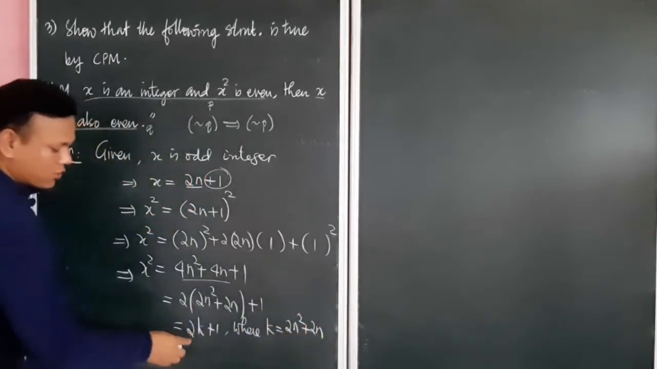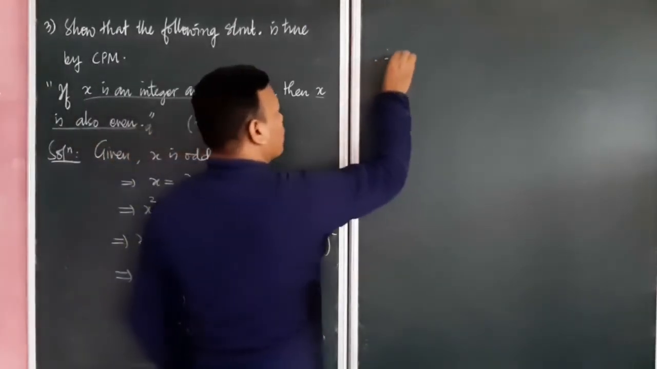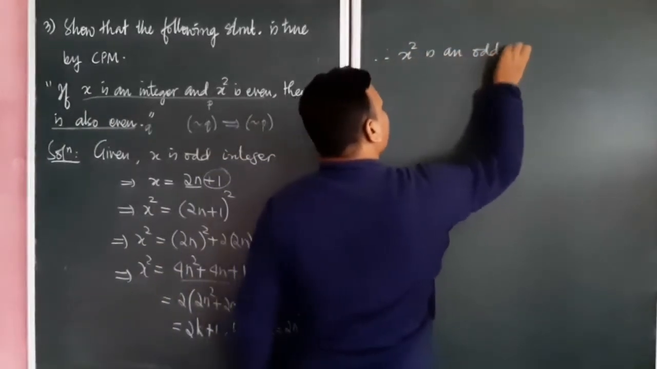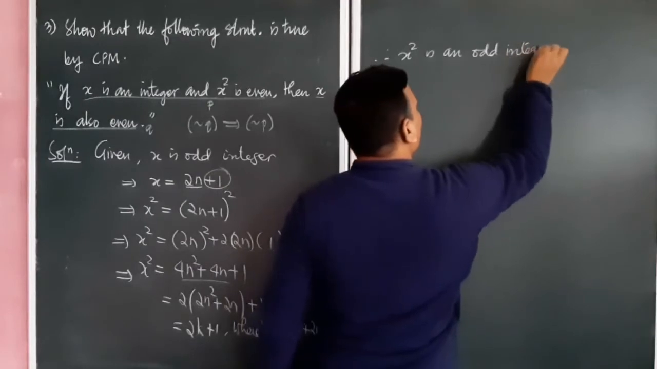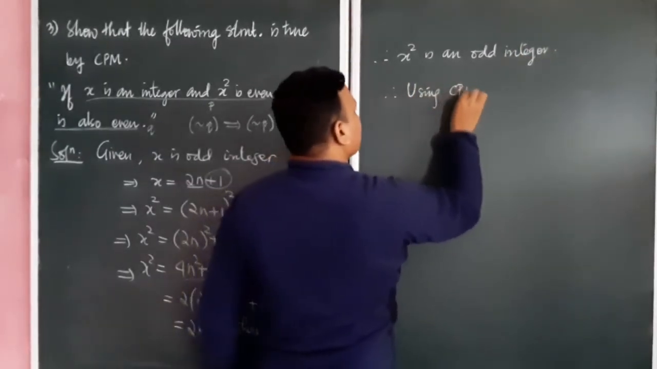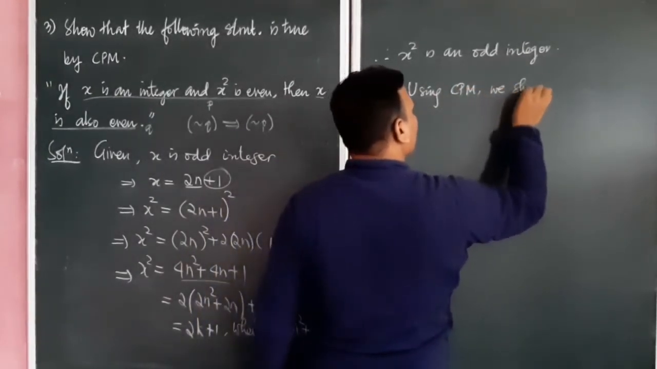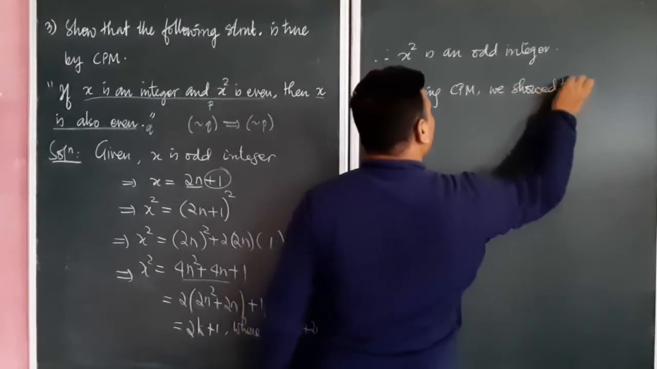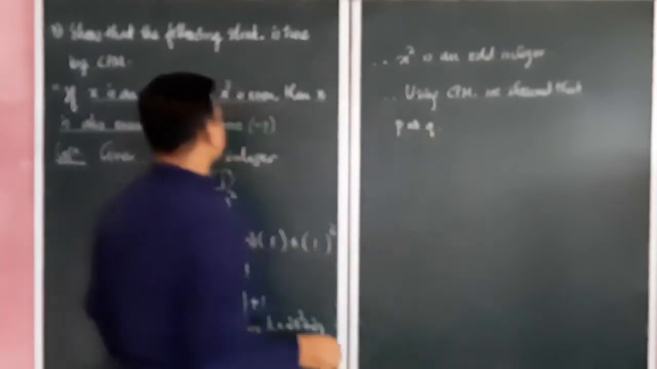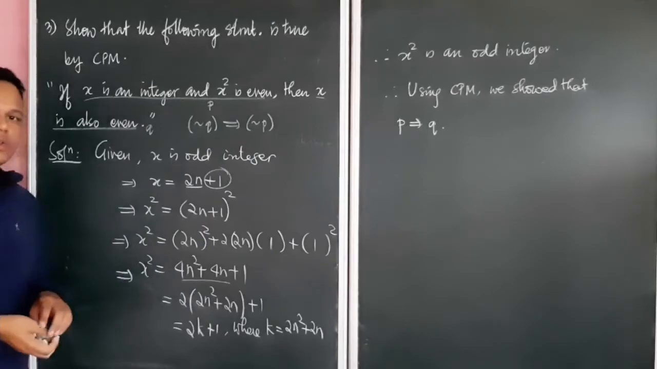Now what is this? This is an odd number, right? So therefore x square is an odd integer. So therefore, using the contrapositive method, we showed that P implies Q, that is, this statement is valid. Alright, so you may pause the video to note down.